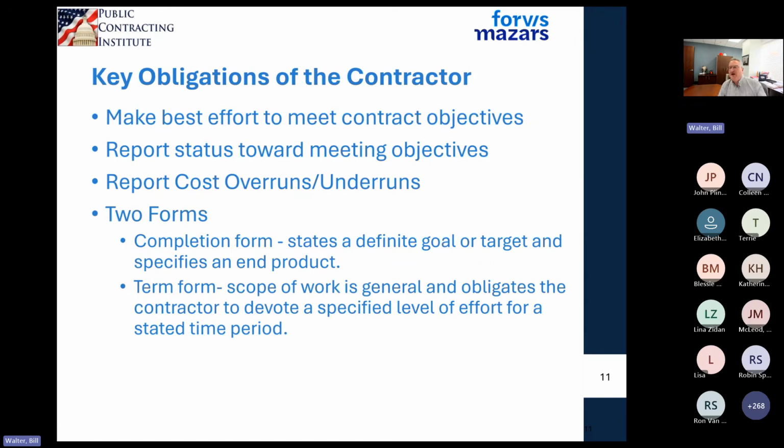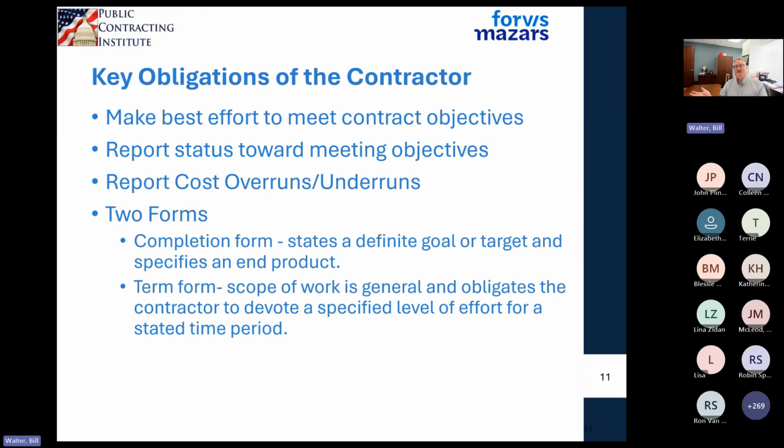So now, some of the key obligations of the contractor: you've got to do your best to meet your contract objectives. You've got to report status. How are you doing towards that? You have to report cost overruns and cost underruns. Nothing will make a contracting officer as angry as you coming and saying you need more money and they have nothing left in their checkbook.